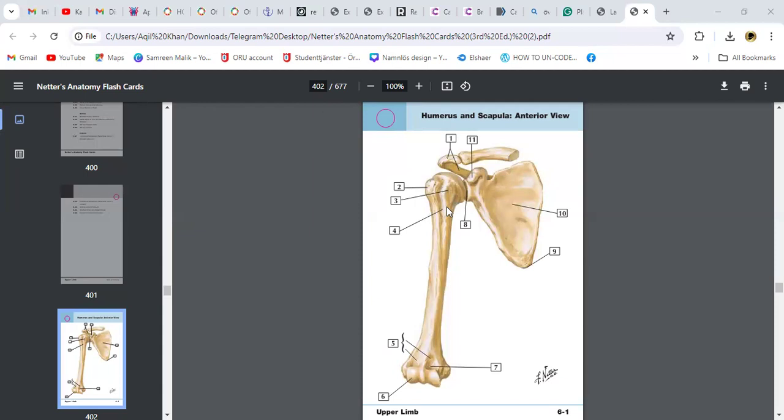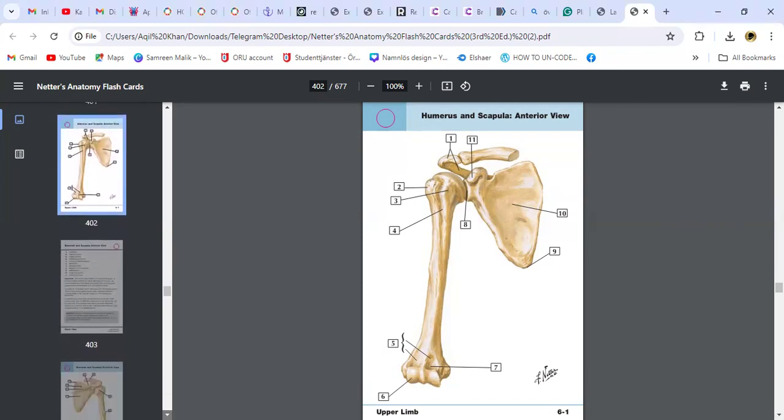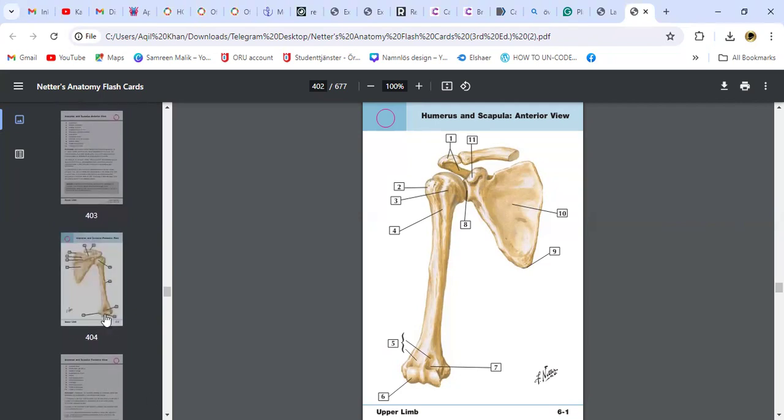And the significance here is that when it gets fractured, it can injure the axillary nerve, which is a branch of the brachial plexus. We'll come to that. We'll revise that later. So now I'll move on to picture 2 that I asked you all to revise the other day. So I'm going to go and get that out.